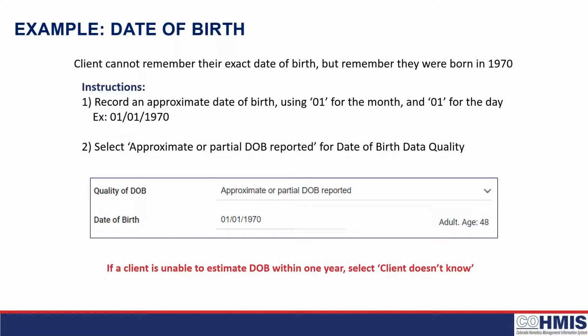It's possible that your client may not be able to remember their exact date of birth and doesn't have any documentation that'll help clear that up, but they may remember they were born in 1970. So the instructions from HUD we have are to record an approximate date of birth using 01 for the month and 01 for the day. So for example, our client knows they were born in 1970 but can't remember their specific date of birth. We'd write 01/01/1970 and select approximate or partial date of birth reported for date of birth and the data quality there. This will result in a data quality issue, but this is the appropriate way to go about it. We shouldn't be making anything up or reporting fake data.